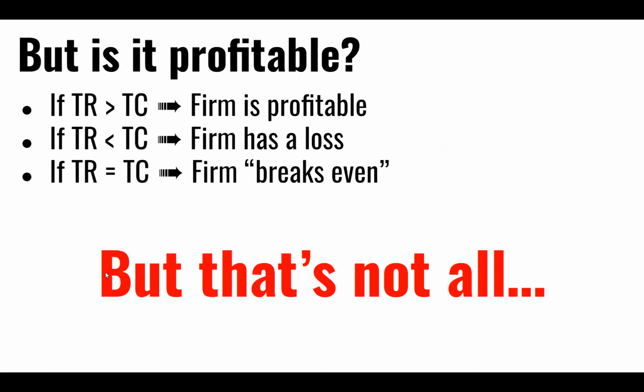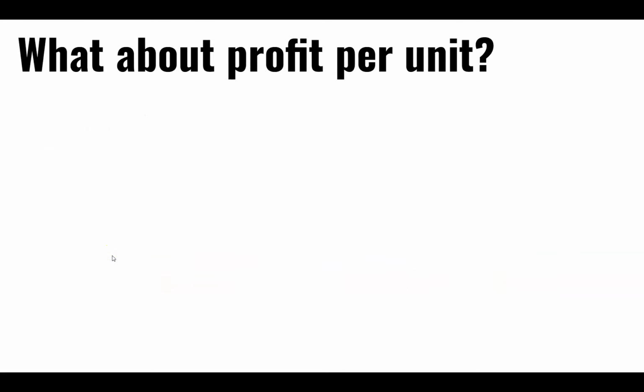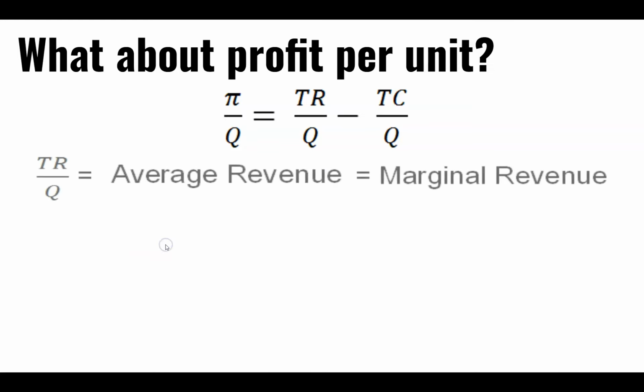So if total revenue is greater than total cost, we're profitable. If total revenue is less, we have a loss. If they're equal, we break even. But now we know some more stuff too, with some basic math. We could look at profit per unit. We could take that profit equation and divide by Q.